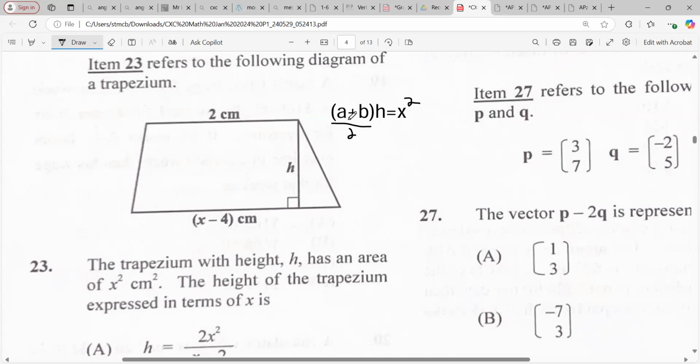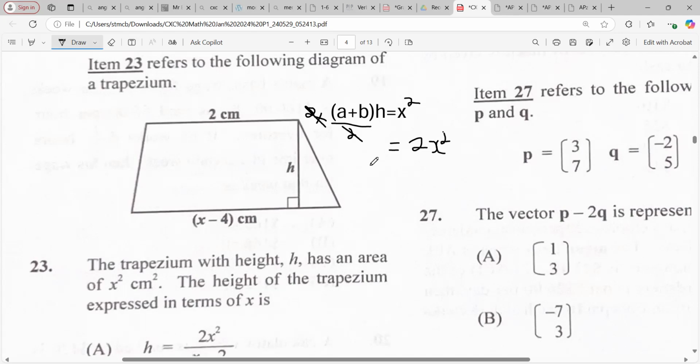So the first thing we do, get rid of this, so we multiply by 2. So this would become 2x squared. We want to get h by itself, right? So we times by 2 here, so we get rid of the 2. I could have shown that step there, but sometimes students will ask. So we have a plus b.